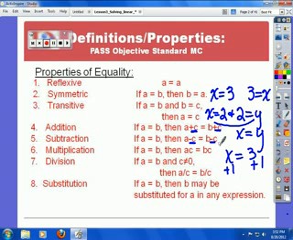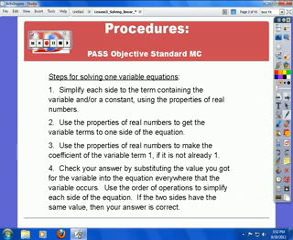The multiplication property, whatever you multiply the left side of the equation by, the right side must be multiplied by the same thing. The division property, whatever the left side is divided by, the right side has to be divided by as long as it is not 0. And the substitution property just means that every place that we see an A, we can substitute B in for it, and every place that we see a B, we can substitute A in for it. It is the substitution property.